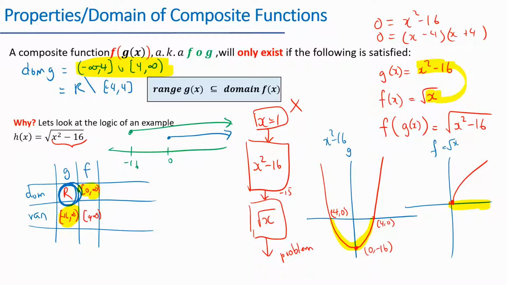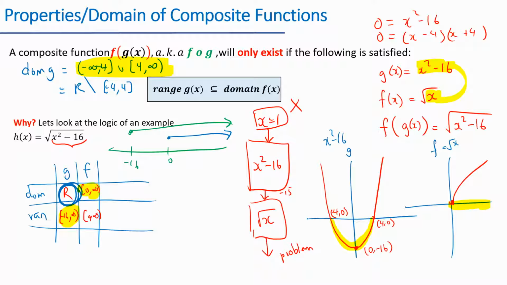So if I change the domain to negative infinity to negative 4, and then 4 to infinity, I'm just saying, take all this, ignore the middle. So the y values would now be all this and all that, which is 0 to infinity. So that changes the range.